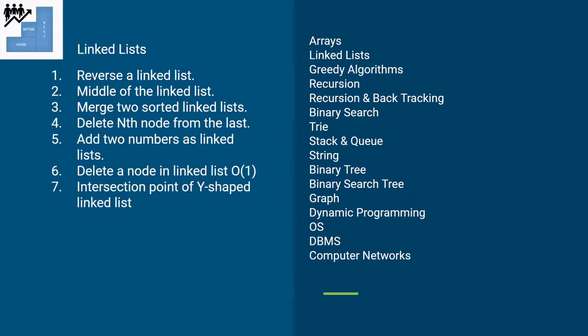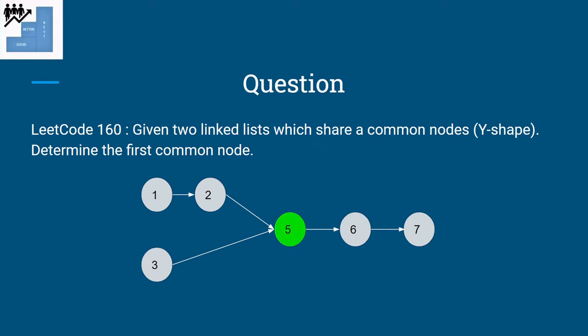So we have done these many questions on linked list and we are on to the 7th question, and let's get on understanding the question. We are given a Y-shaped linked list and we have to identify the common linked list, which is represented by the green node. The inputs given to us are the two starting points of the linked list, which is this node and this node. And from this we have to identify the common node of this Y-shaped linked list.